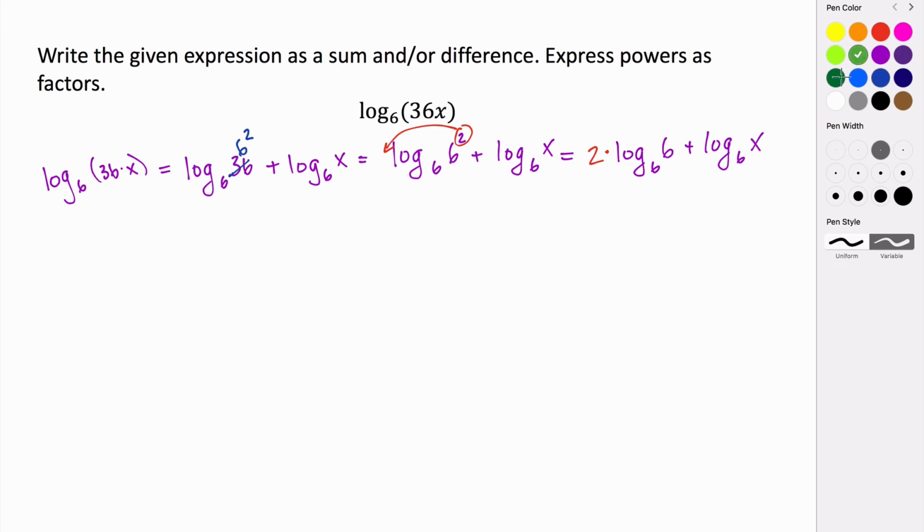And then we have the identity property. The identity property tells us when you have a log where the base of your log is the same as the base of your argument, it's just equal to its power. So the power here of 6 is 1, and this whole thing is actually just equal to 1. So we simplify, and we end up with 2 times 1, which is just 2, and then plus log base 6 of x. So this is an equivalent form of this.